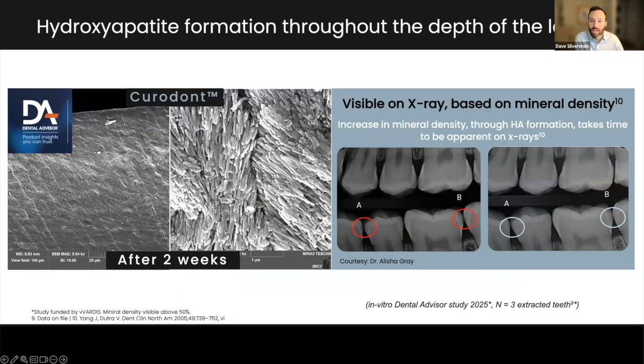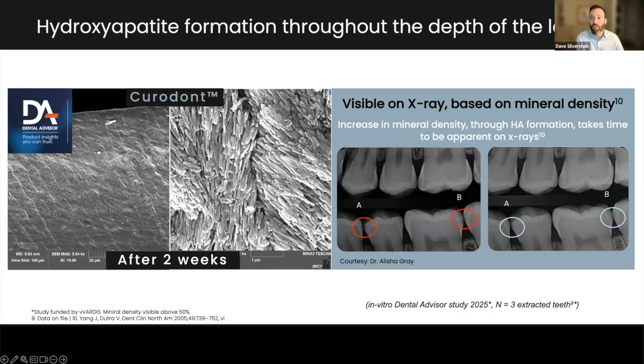Where is the hydroxyapatite formed? So, of course, whenever new technology comes out, we want to really study it at the microscopic level. This was a study done recently in 2025 where a scanning electron microscope was used to evaluate after treatment. And it showed that not only was hydroxyapatite formed at the surface, but throughout the entire lesion and to the depth of it, so at the bottom of the lesion.